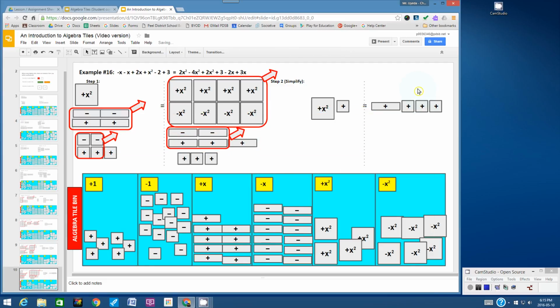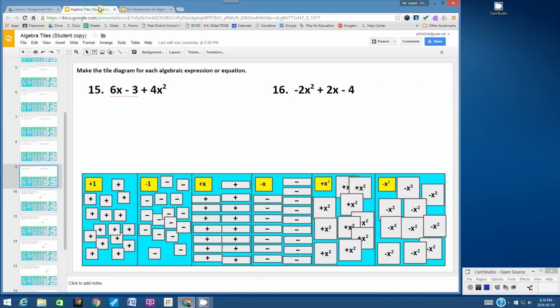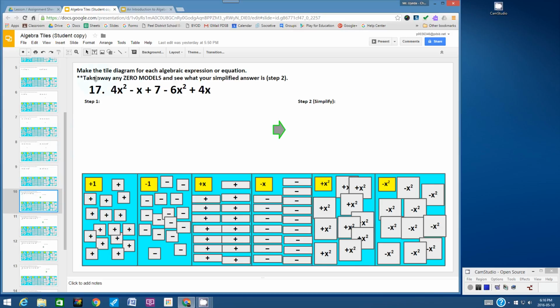Okay, so that's about as complicated a question as I can give you that involves simplifying and zero models. Okay, so can you go back to this algebra tiles activity and continue on with slide 10, question 17? Okay, I've given you some hints again. Take away any zero models, and then you've got step 2.